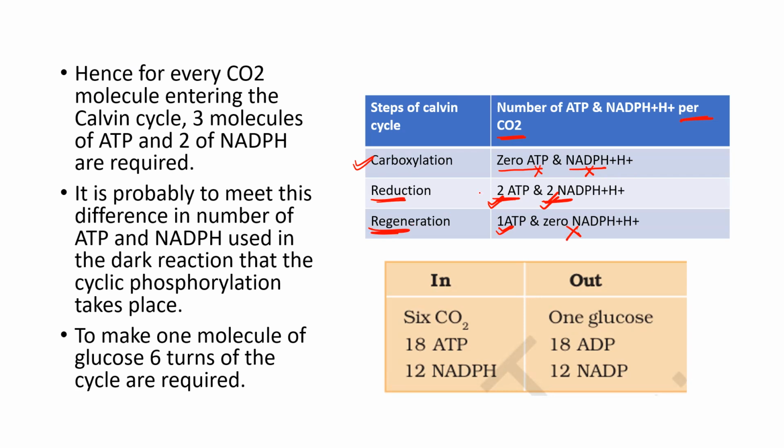We have to perform 6 Calvin cycles because this is the data for 1 Calvin cycle. For 6 Calvin cycles, only one glucose molecule will be made. So 6 carbon dioxide will enter, 18 ATP will be used, and 12 NADPH will be used. Then one glucose is prepared. I think this numerical area might also be comfortable for you. To make one glucose, 6 turns of the Calvin cycle are needed.